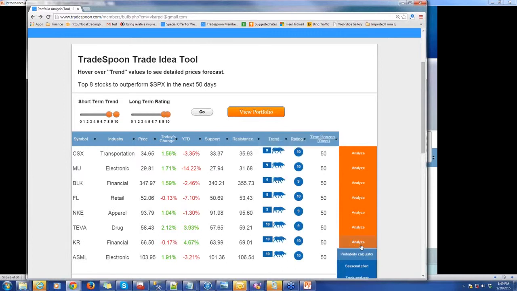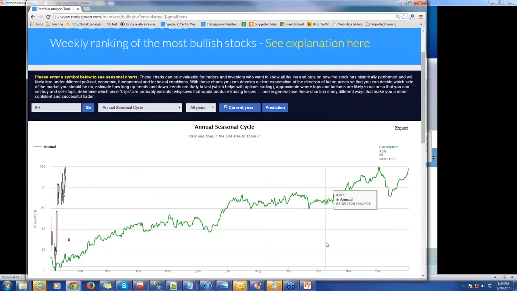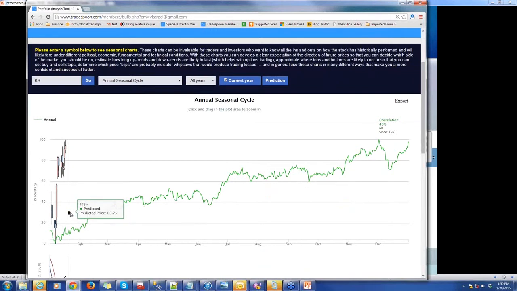You can also go to KR and say Analyze and click on Seasonal Charts. That gives you additional information, where we show you the predicted price for KR for January 20th, 21st, and 22nd, but we also show you the seasonality of the chart. We're showing you that KR, from the seasonal perspective, goes higher going into February, March, and April. So based on that information, you can take a long position on KR, whether you're using options or stock.